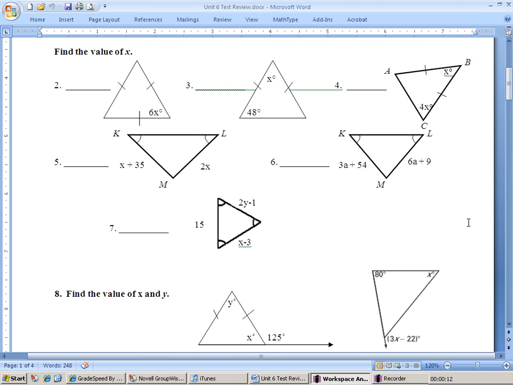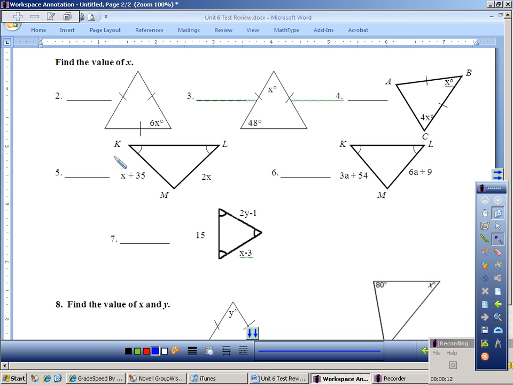Now we can use the properties of isosceles and equilateral triangles in order to solve for unknowns. The first one here, I see that it is equilateral, which means it's also equiangular. So all three angles are 60, so I set 6x equal to 60, divide, and x is 10.